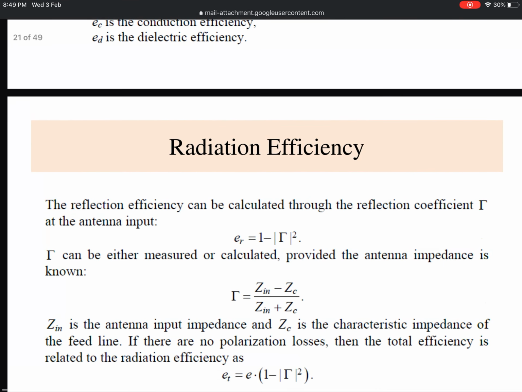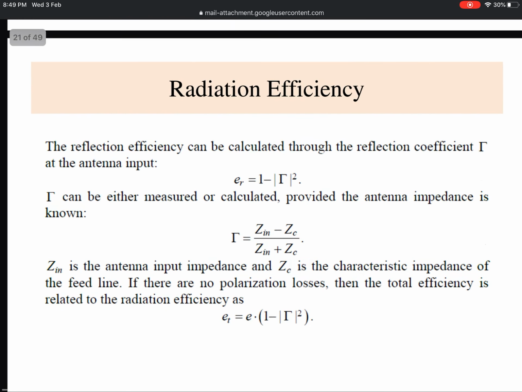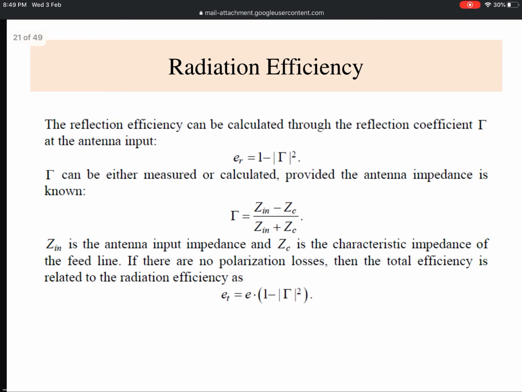So tau is the amplitude of the reflection, the voltage reflecting back. So tau squared is the power reflected back. So 1 minus tau squared is the reflection efficiency. Similarly, what is the value of tau? We know that it is (Zin minus Zc) divided by (Zin plus Zc). Zin is the antenna input impedance and Zc is the characteristic impedance of the feed line.